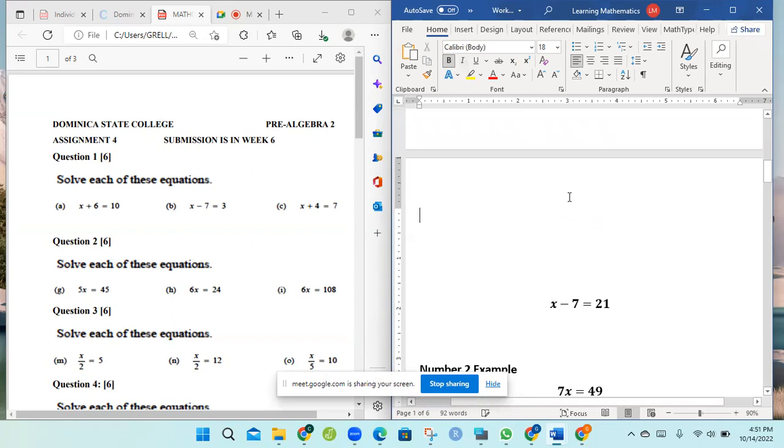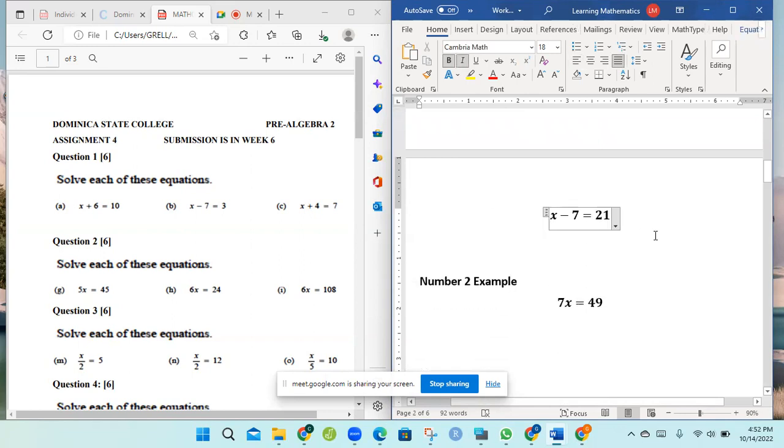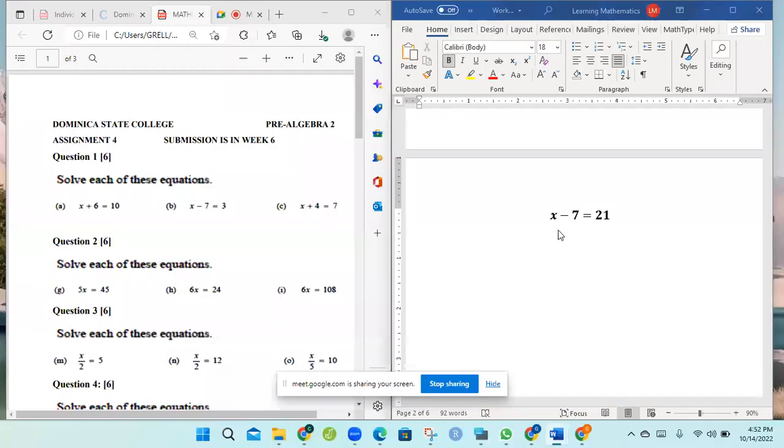We are going to attempt this example here. x minus 7 is equal to 21. So here we have x subtract 7 is equal to 21. We want to solve for x. What number take away 7 will give us 21? So what we need to do now is to cancel out a negative 7 from the left side. You cancel out a subtracting 7 by putting a 7 on the right, which is a positive 7.